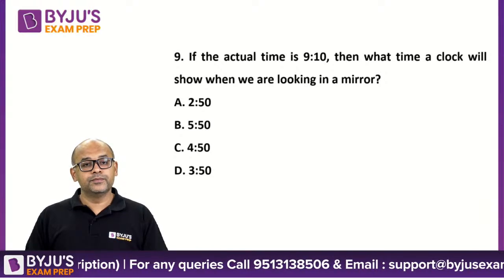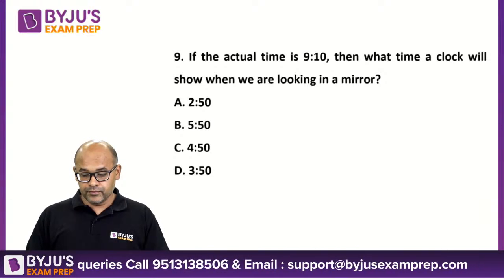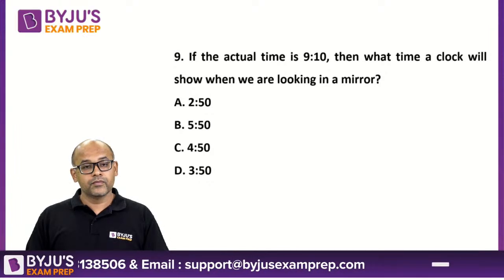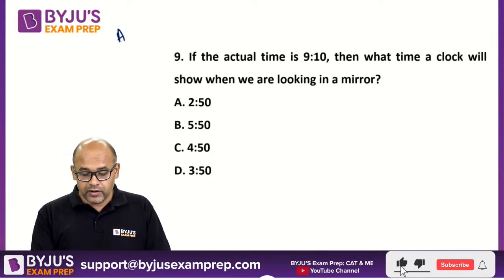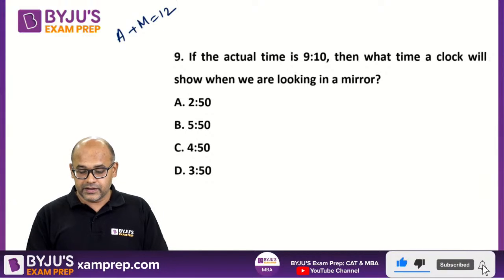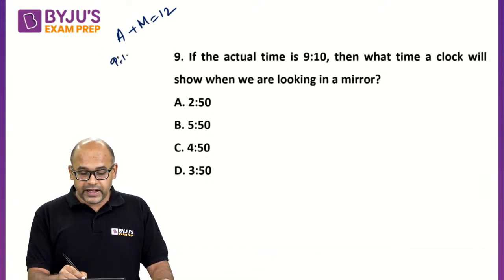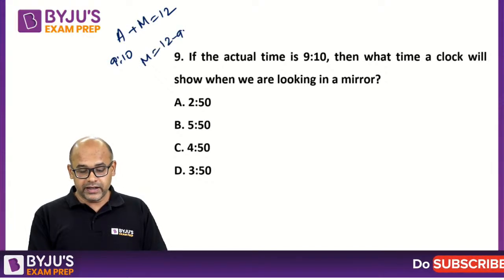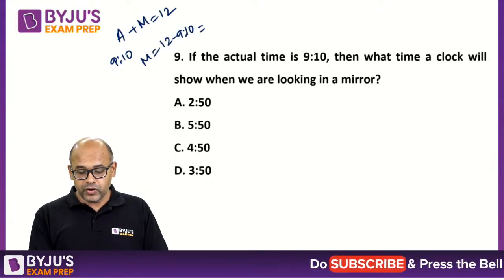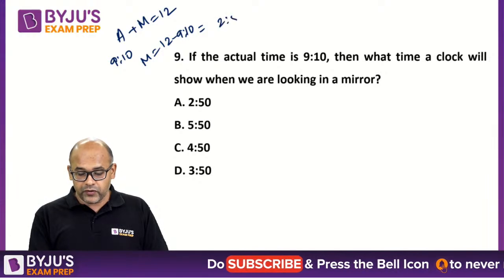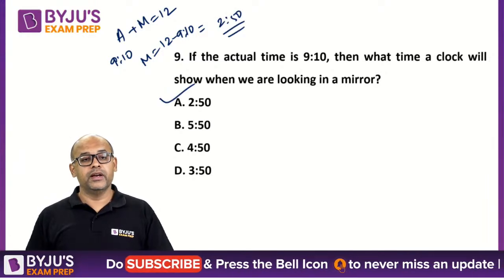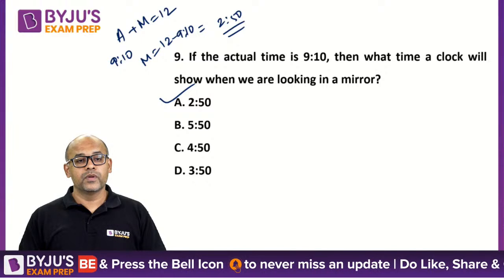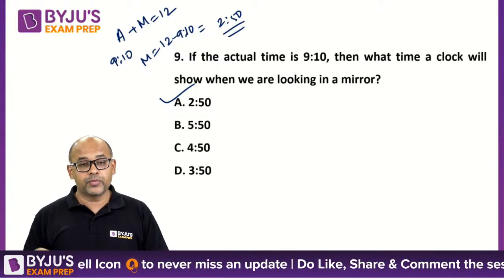Guys, what is the answer? Remember, the actual plus mirror should be 12 hours. So the actual is 9:10. So mirror should be how much? So mirror should be 12 minus 9:10. So this should be 2 hours 50 minutes. Option A. Clear? So the correct answer is option A.